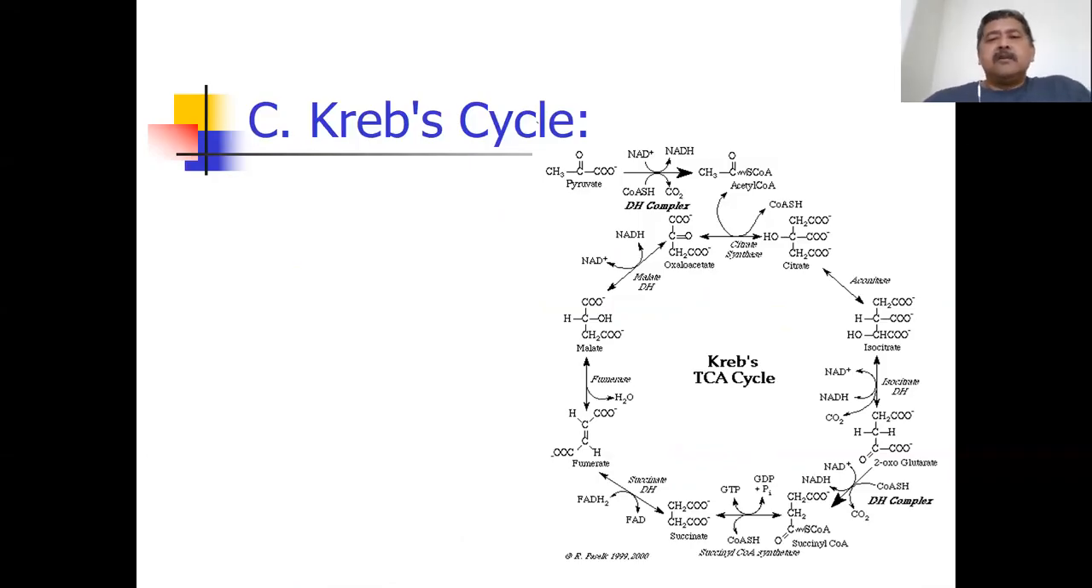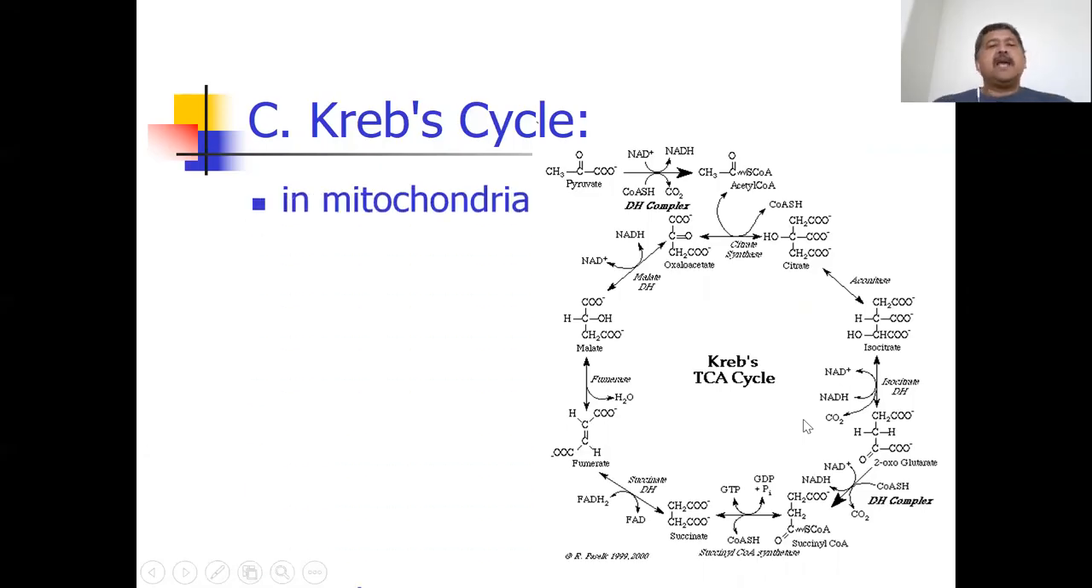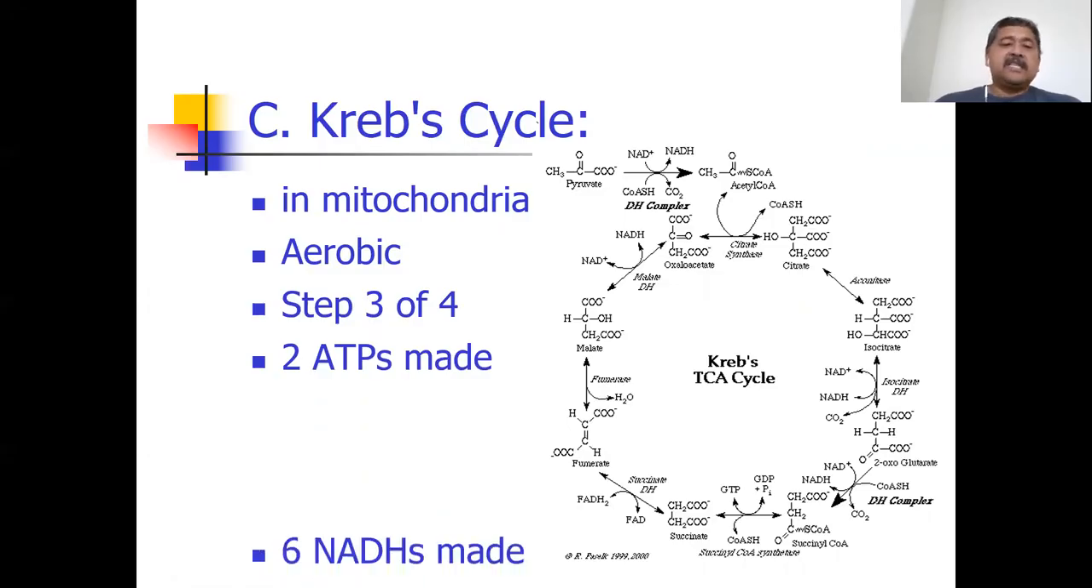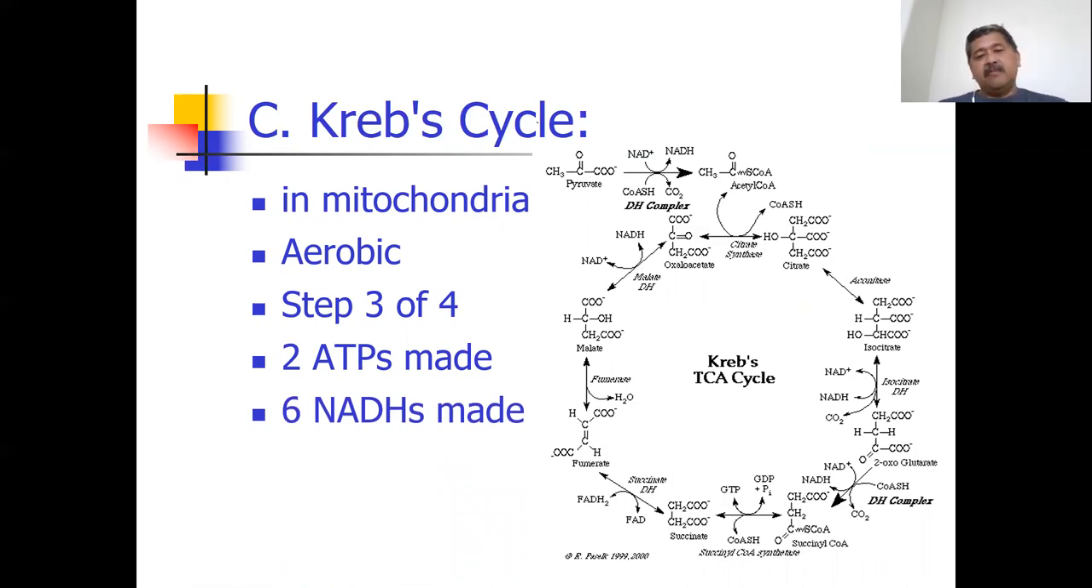Here's the Krebs cycle, named after Dr. Krebs, but I'll also call it the citric acid cycle because the first chemical in the reaction cycle is citrate or citric acid. It's also called the TCA cycle because these chemicals right here are tricarboxylic acids. So that's what TCA stands for. This happens in the mitochondria. It's aerobic. It's the 3rd step. Only 2 ATPs are made directly, but we're going to see that there are 6 NADHs made, and that's going to result in a lot of ATPs. Hopefully you can figure that out by now.